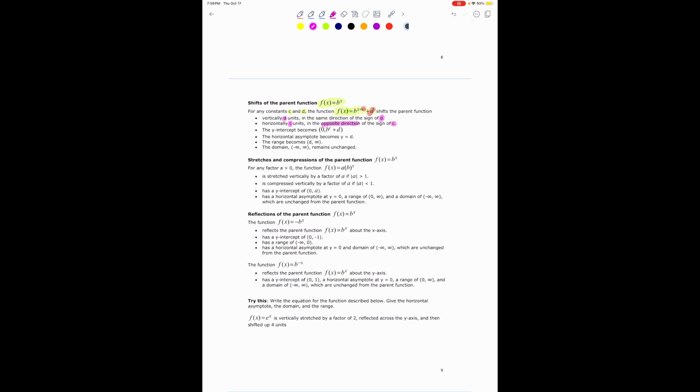So if we subtract c, it's going to move to the right. If we add c, it's going to move to the left. While if we add d, it's going to move up. If we subtract d, it's going to move down.